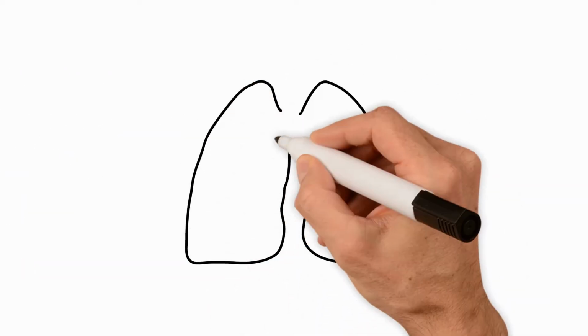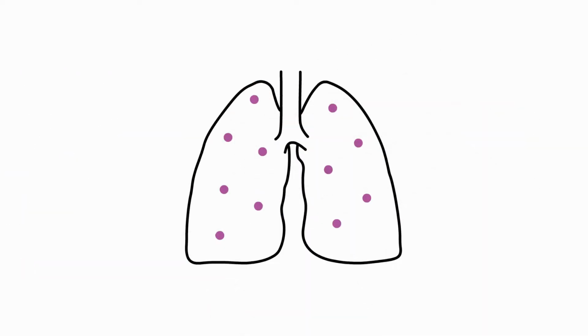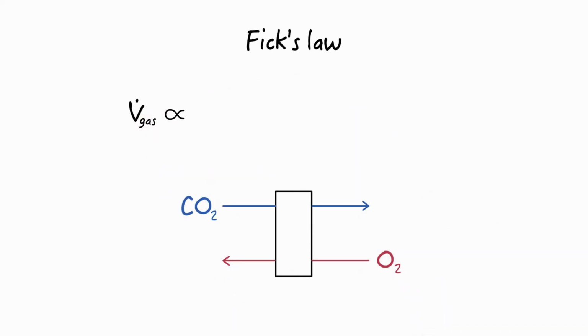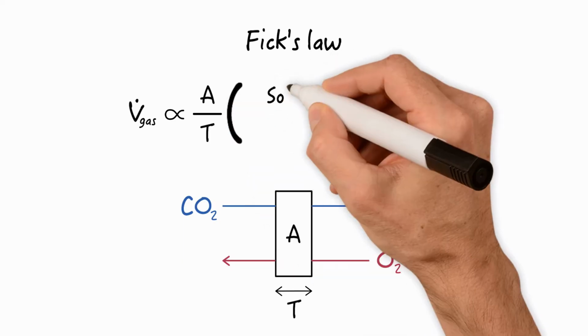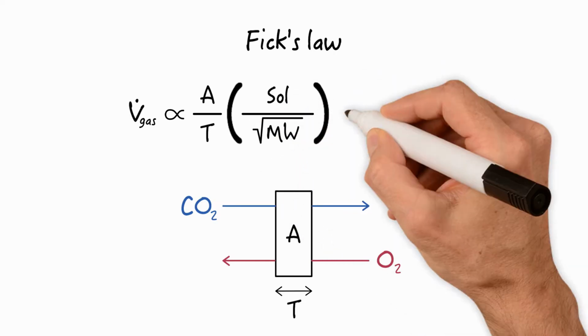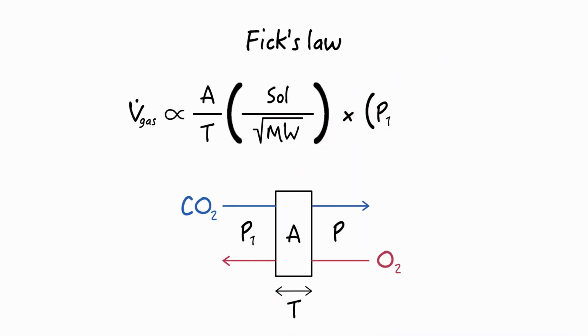Let's examine the underlying physiology of diffusion across the lung. As demonstrated by Fick's law, a number of factors influence the movement or flux of gas molecules across the alveolar-capillary membrane. These include the surface area of the membrane, the thickness of the membrane, the solubility of the gas, the molecular weight of the gas, and the driving pressure or pressure gradient across the alveolar-capillary membrane.